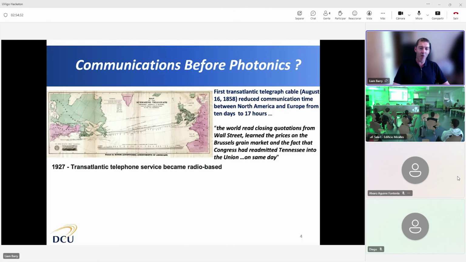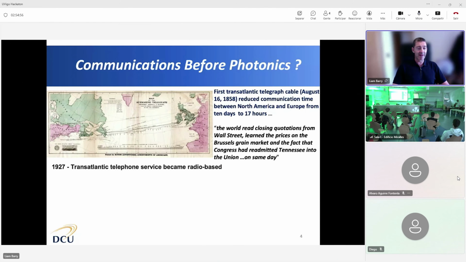So if you imagine before 1858, you wanted to send information between Europe and America, so the New World and the Old World. It basically took the length of time a ship could travel across the Atlantic Ocean. So it took a long time to get that information. With the first transatlantic cable, suddenly you could get information sent in seconds, minutes, okay?